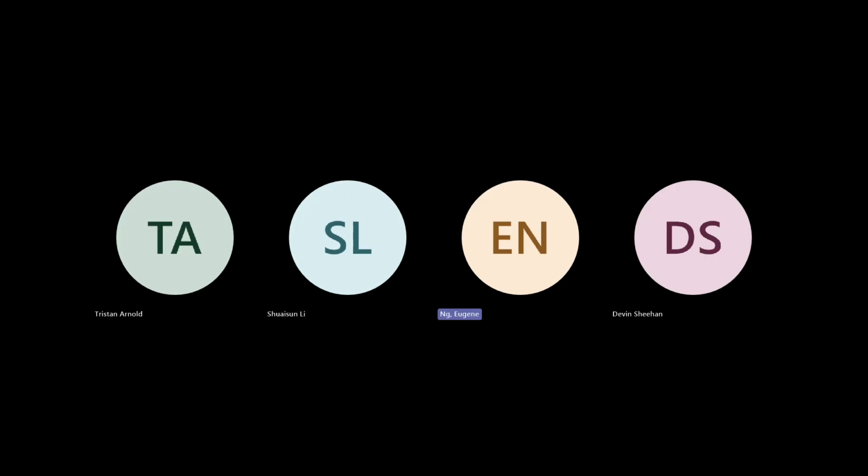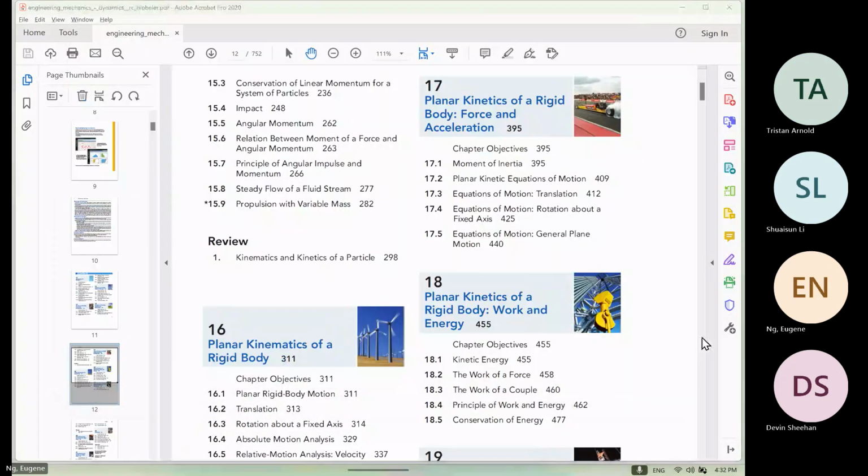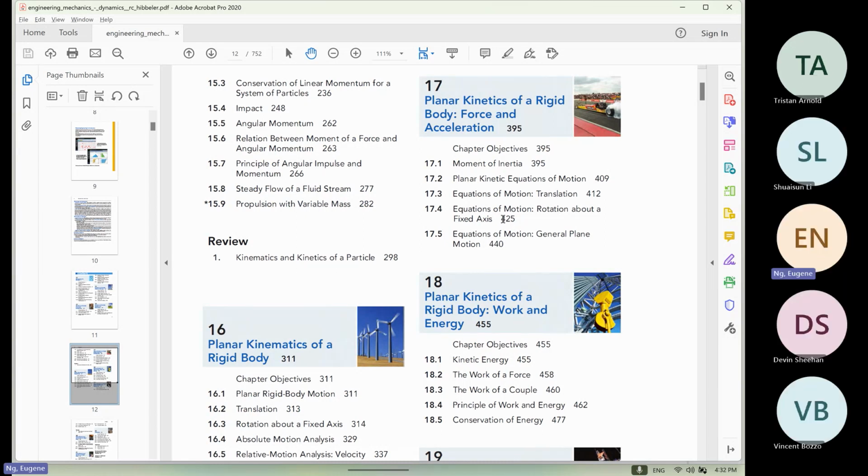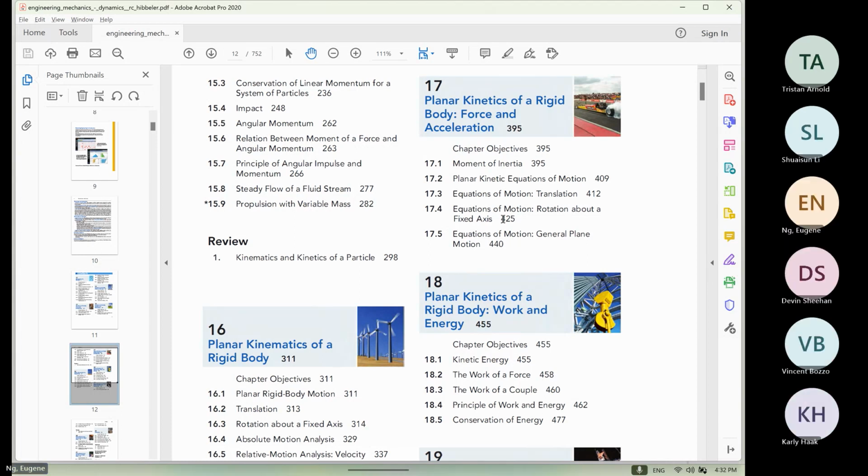So today we're going to do our last example on chapter 17.4, which is equation of motion, rotation about fixed axis. And I have to go through 1, 2, 3, 4 more examples on equation of motion, general plane motion. Okay, so that's what I'd like to cover today.